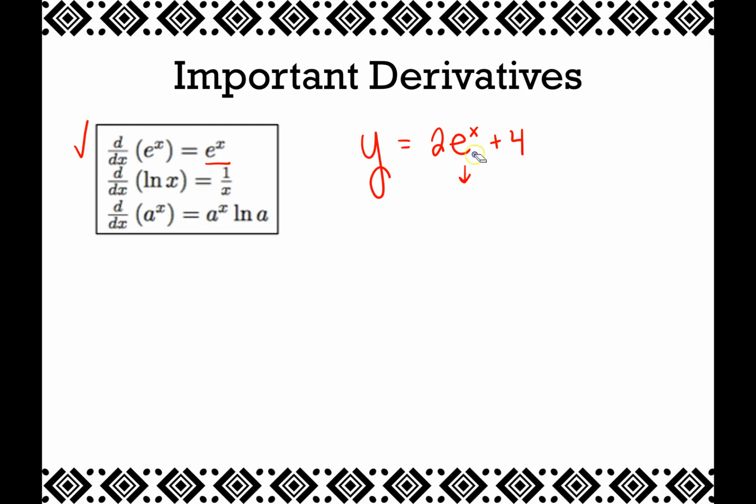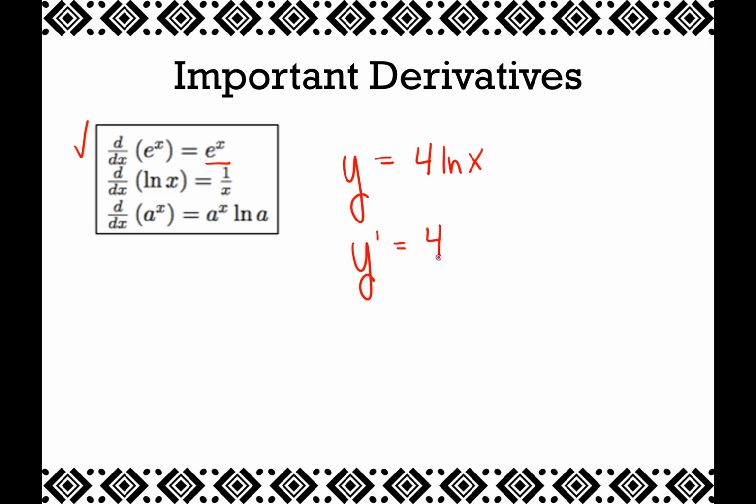Okay, let's try another one. What if I had something like this? y equals 4 ln x. What is y prime? Well, this is going to be 4. And then what's the derivative of ln x? Oh, it's just 1 over x. So that's our derivative, and we can certainly write this better. We can think of this as 4 over 1 times 1 over x, which is going to give us 4 divided by x, and that would be our derivative.